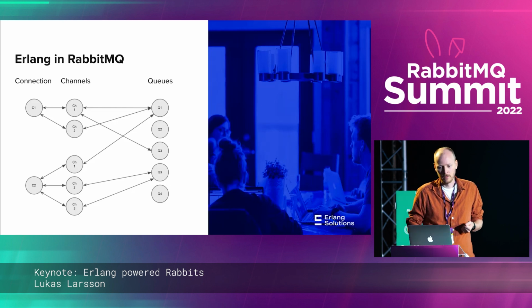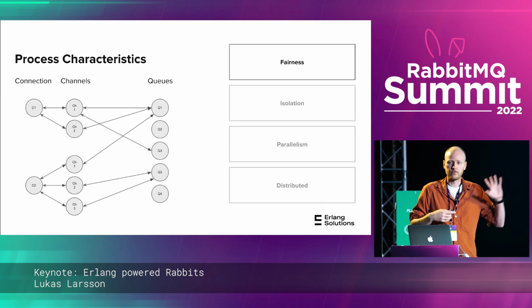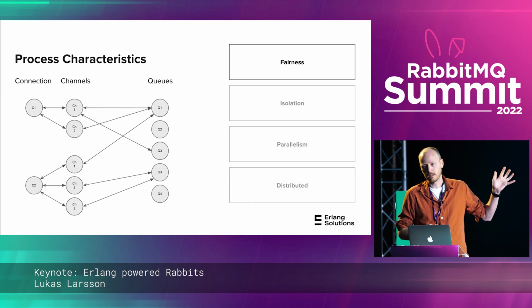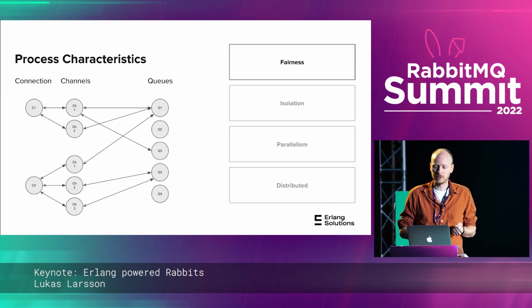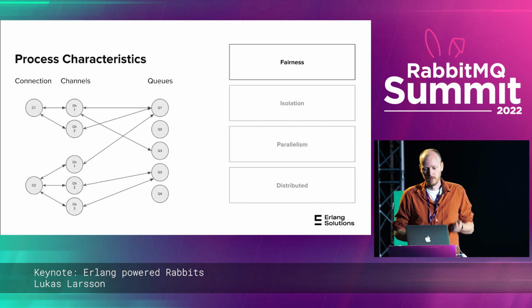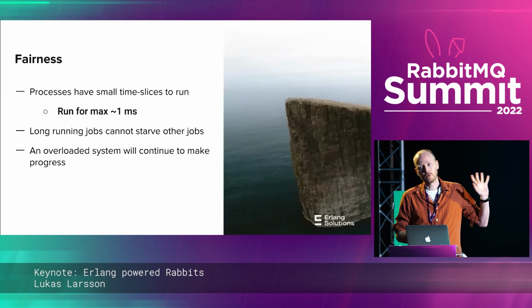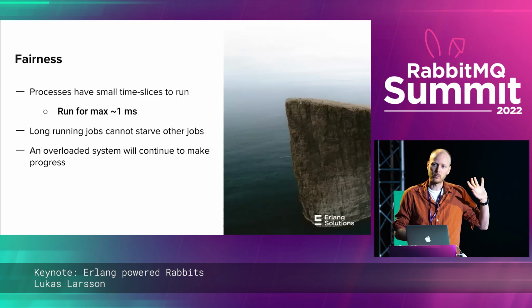So I'm going to talk about 4 of the properties of Erlang that I think shine through in the implementation of RabbitMQ: fairness, isolation, parallelism, and the distributed computing parts. Let's start with fairness. Every process has a small time slice to run, which is about 1 millisecond. That's how long a process is allowed to run before it's scheduled out again.